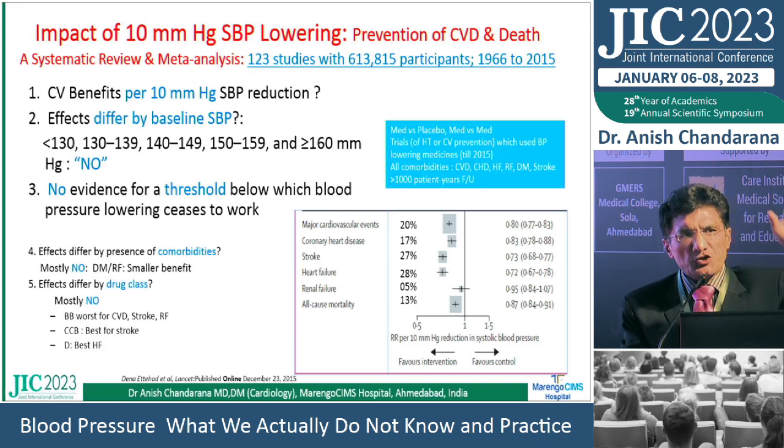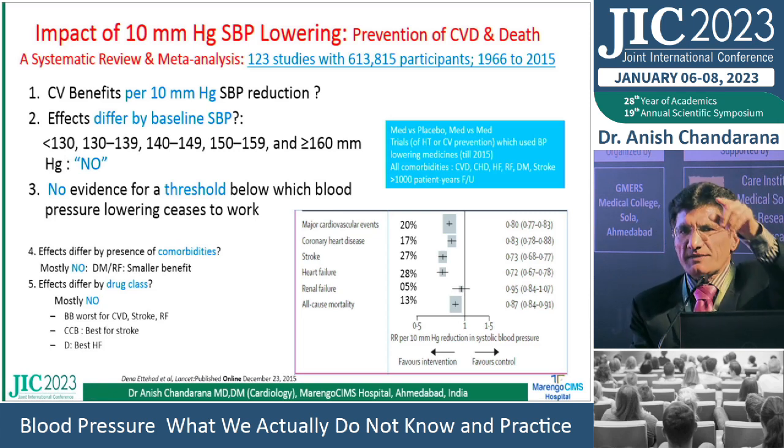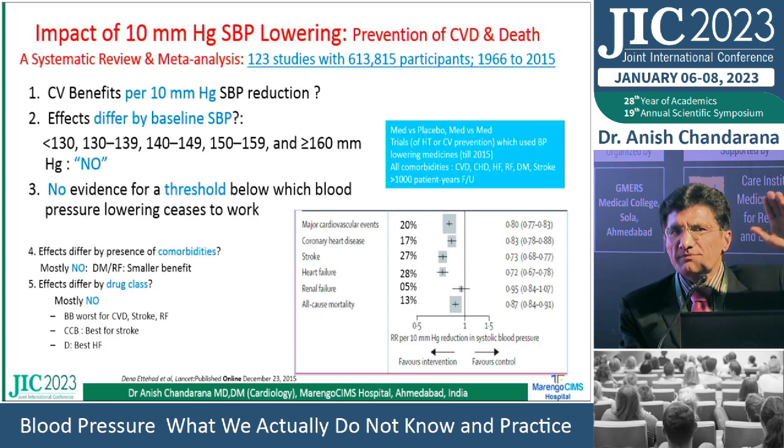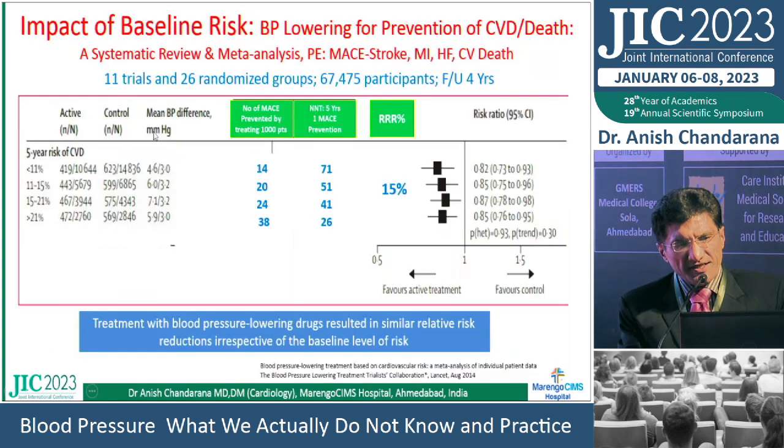So even a person who may not be a patient, it may be you, it may be me, a person without disease, without diabetes, without smoking. When you reduce blood pressure by 10 millimeters of mercury, you reduce the risk of cardiovascular disease by 20%. Simple. So this is a very important fact.